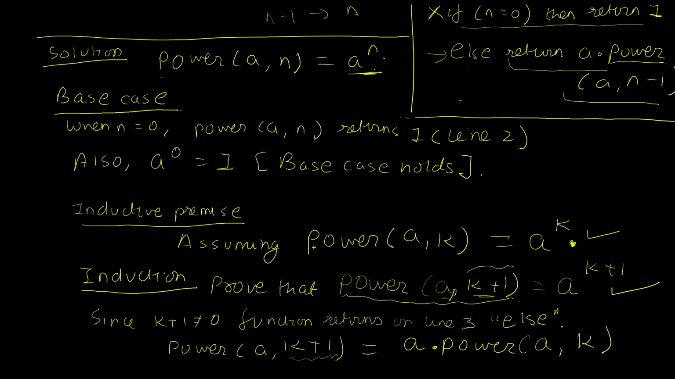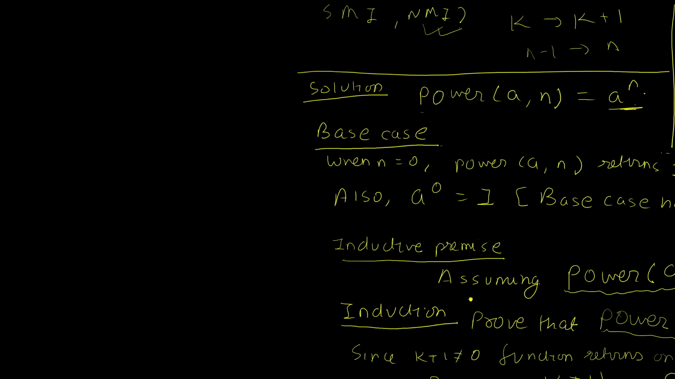Okay. And does our hypothesis help now? We have assumed that power(a, k) is equal to a raised to the power k. So I can replace this whole power by a raised to the power k. And this will just be equal to a raised to the power k plus 1: a times a raised to the power k. So this proof will exactly be similar to the proof of induction. But you need to be able to look into the algorithm and figure out what it is returning in which case. So let us look at one more problem.